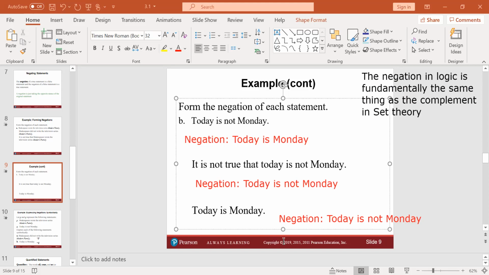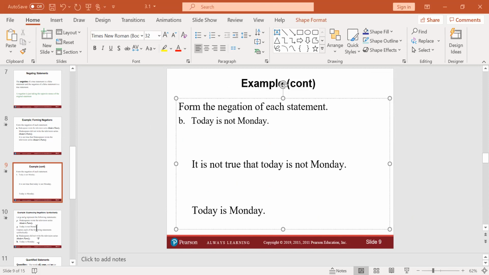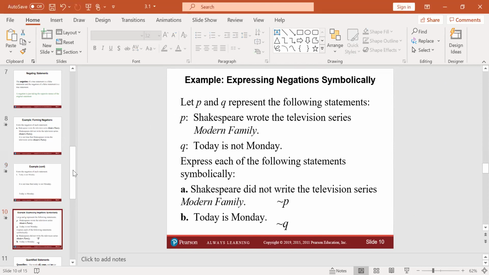Do you have a question? Oh, it looked like you were about to. No, you're good. I was just making sure. So the negation is the same as the complement. They form the same idea. Moving right along.